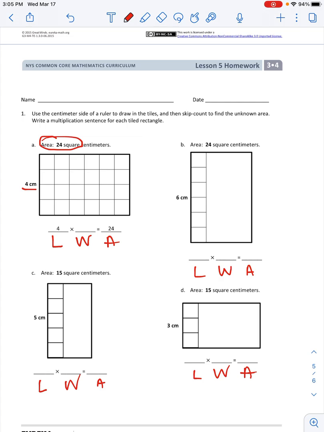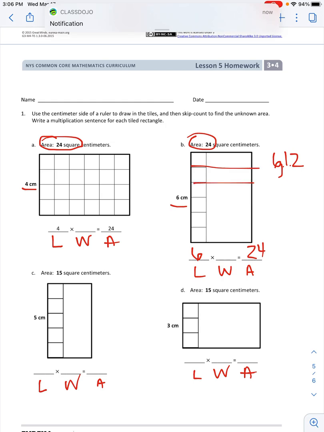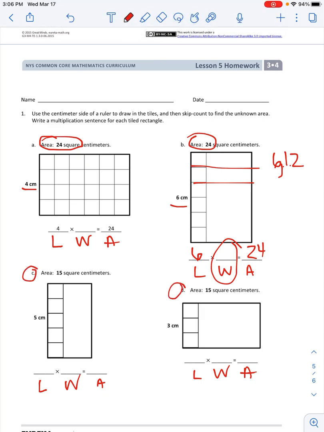For letter B, though, you're going to have to fill in what you know. So you know the area, you know the length, and you're going to have to skip count this time by 6s. 6, 12, all the way up to 24. Then you'll extend the lines and draw the right number of columns based on what you have in the width. You'll do the same thing for letter C and for letter D. When you're all done, you will submit this to Schoology as an assignment.